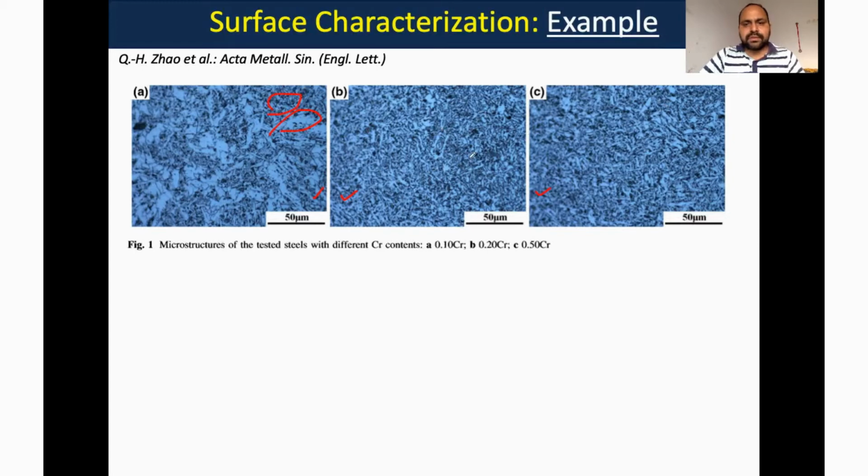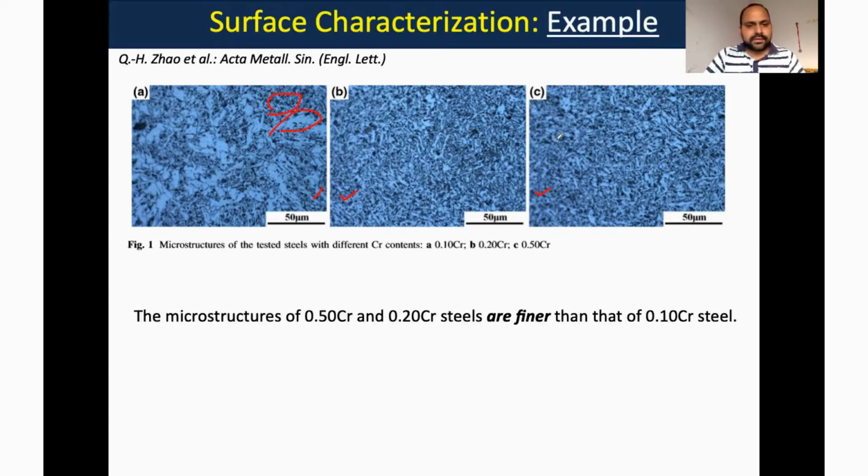So these two samples are relatively different, and they concluded that the microstructure of 0.50 chromium steel is finer. Finer means smaller than that of the 0.10 chromium steel.